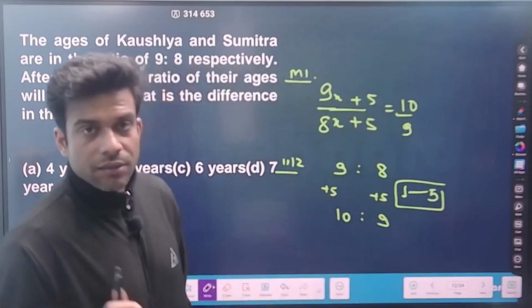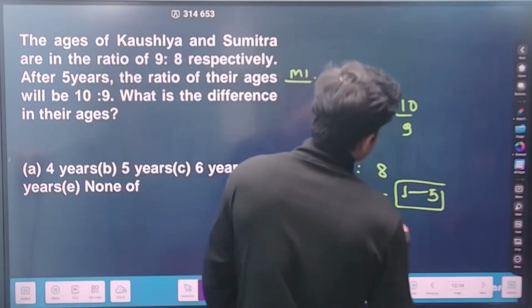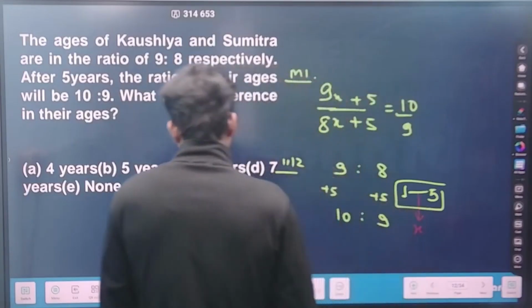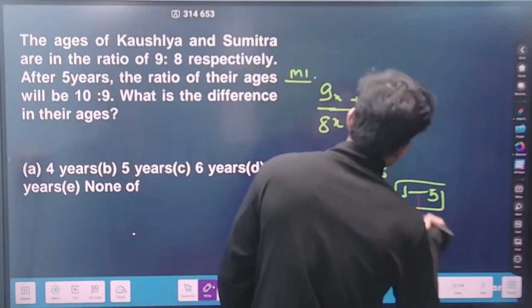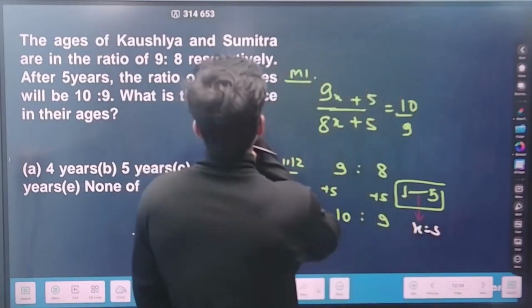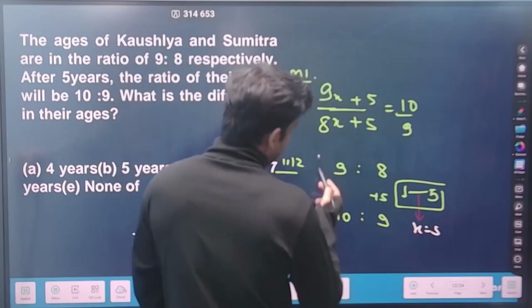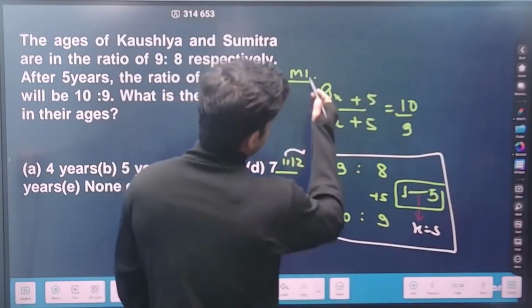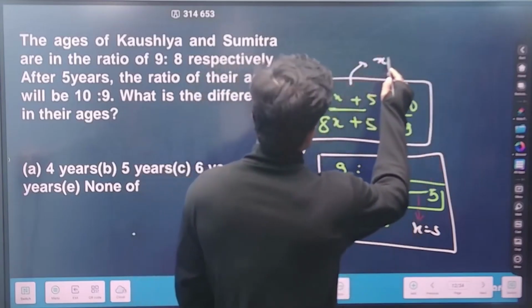Try to understand the logic. If you figure out here also it will come. So from here you directly got the value of x is 5. You can just put it here. What is their difference in their ages? We have to find the difference of ages. Here you got the value of x as 5 with an easy way, which is method number 2. Here you will also get the value of x as 5 while solving the equation.